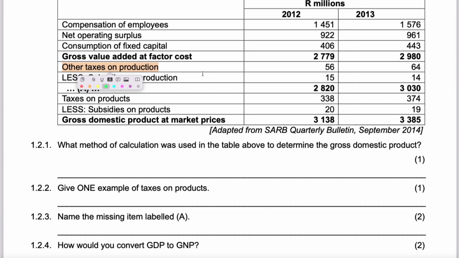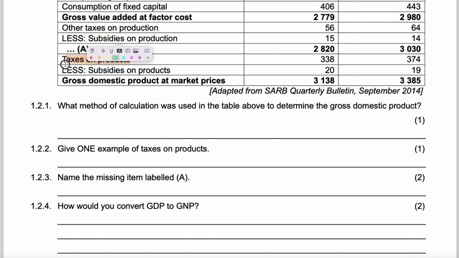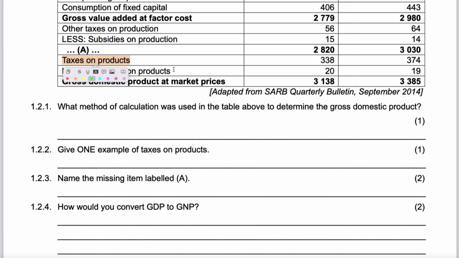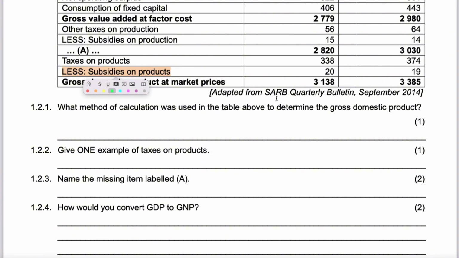Then I also see subsidies on production, and it says less, so it tells us, oh, we subtract them. Okay. Now, subsidies on production, an example is an employment subsidy. Then we have taxes on products. An example is VAT. Then we have subsidies on products. An example can be milk subsidy. Okay. With that in mind, let's have a look at the questions.